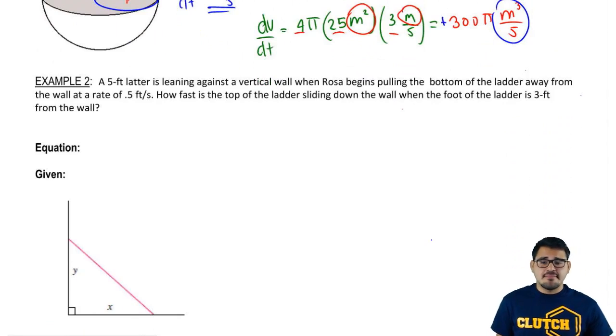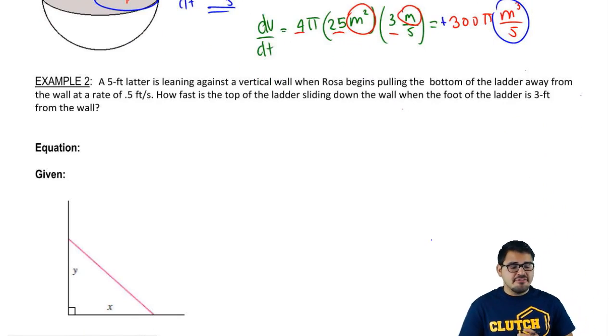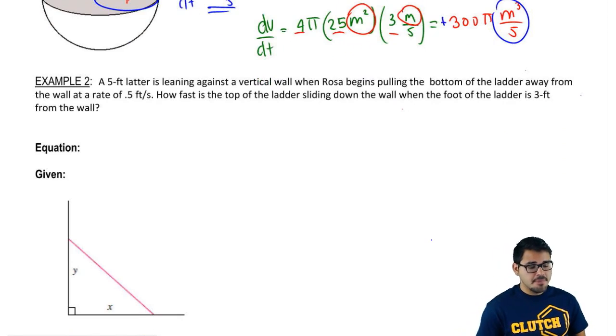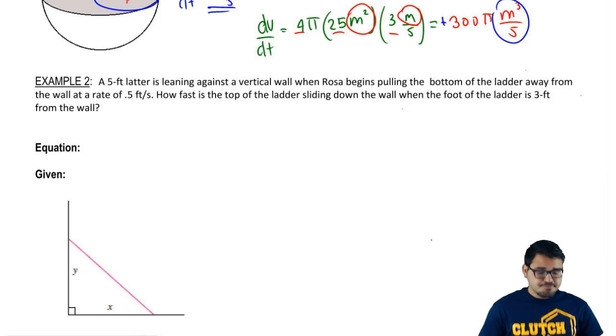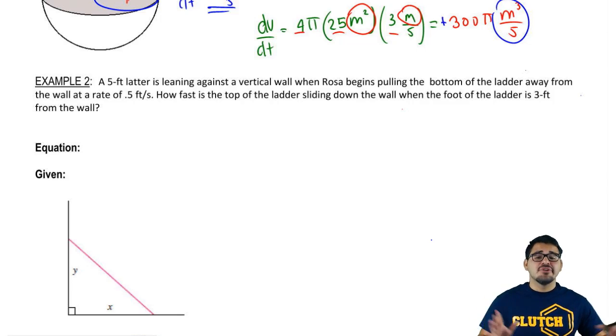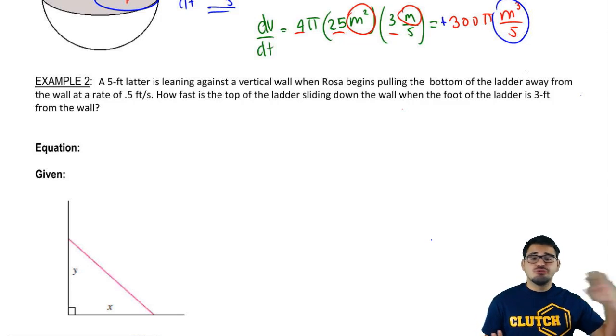So here in example 2, we have a 5-foot ladder that's leaning against a vertical wall when Rosa begins to pull the bottom of the ladder away from the wall at a rate of 0.5 feet per second. How fast is the top of the ladder sliding down when the foot of the ladder is 3 feet away from the wall? So there's a lot of stuff going on here. I got lost in those 2 long sentences, so let's go ahead and just break it down, right?